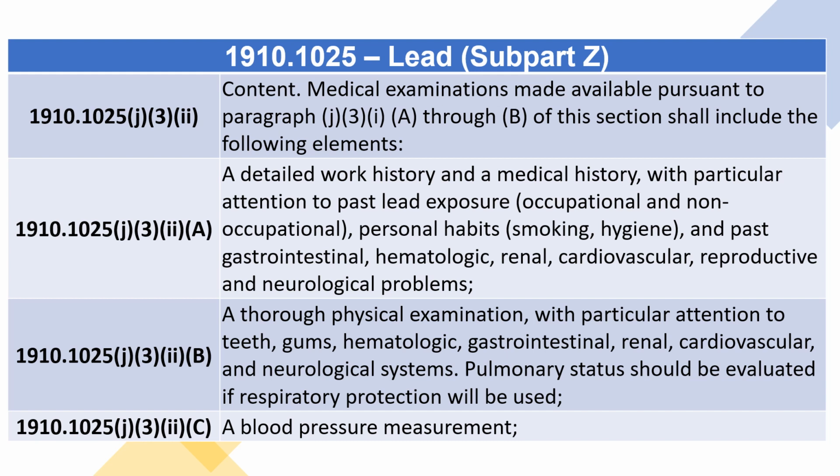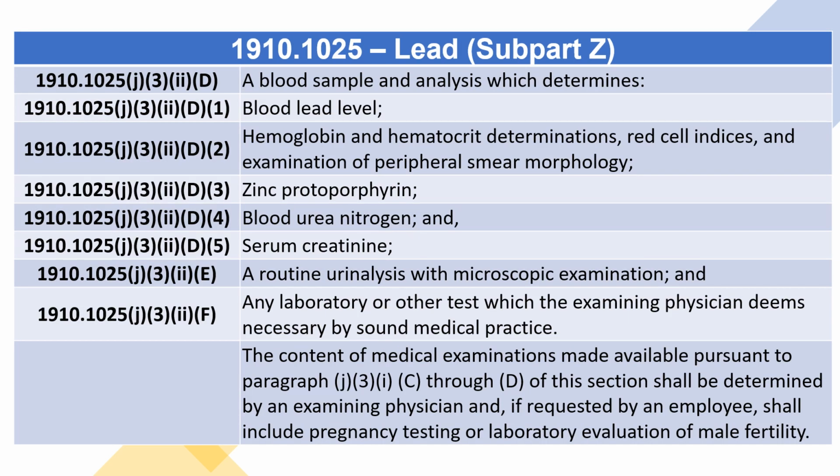Pulmonary status should be evaluated if respiratory protection will be used. A blood pressure measurement. 1910.1025(j)(3)(ii)(D), a blood sample and analysis which determines (D)(1) through (D)(5): blood lead level, hemoglobin and hematocrit determinations, red cell indices, and examination of peripheral smear morphology, zinc protoporphyrin, blood urea nitrogen, and serum creatinine.